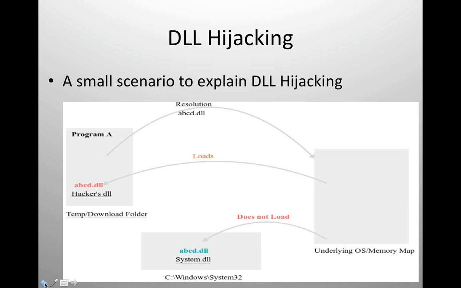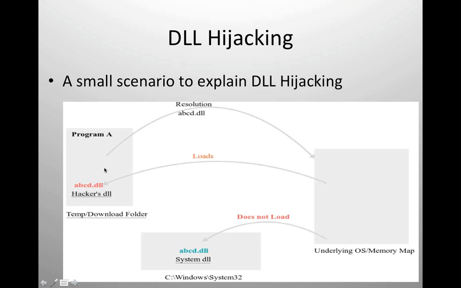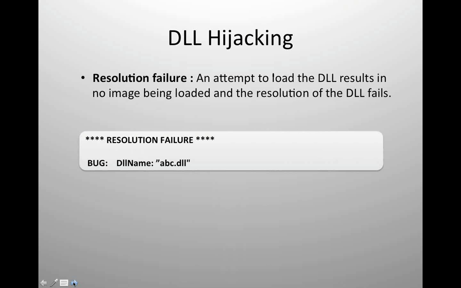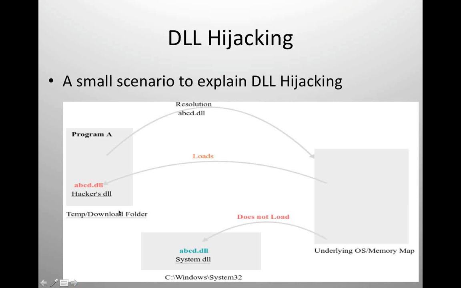I'm just going back to the search order: the directory from which the application is loaded, that is, in our case, let us assume it is the Downloads folder. So the abc.dll will be found here only, and the OS will load this abc.dll. It will not go beyond in the search path, and it will not load from the system directory. So what is the OS doing? It's loading the DLL from the very first location where it's found. So in this case, the hacker's DLL got loaded, and now the hacker has access.